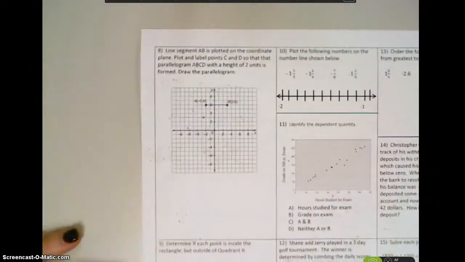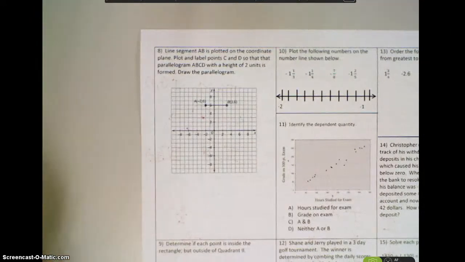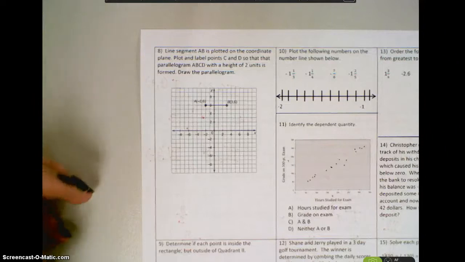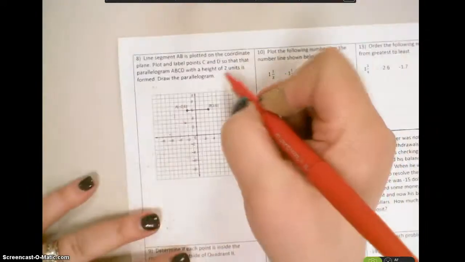On the back, number 8. Line segment AB is plotted on the coordinate plane. Plot and label points C and D so that a parallelogram ABCD with a height of 2 units is formed. Draw the parallelogram. Okay, a parallelogram can be a square, it can be a rectangle, it can be a rhombus, it can be a quadrilateral of pretty much any kind as long as there are 2 sets of parallel lines. Okay, I'm going to draw what we traditionally think of as a parallelogram, but if you drew a rectangle, this would not be incorrect. The biggest thing is the height of 2 units.